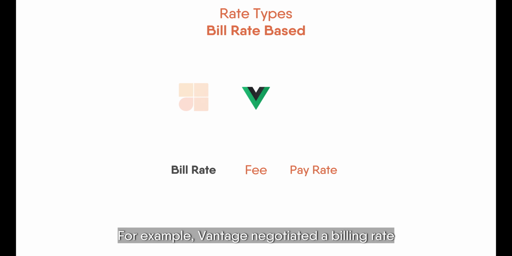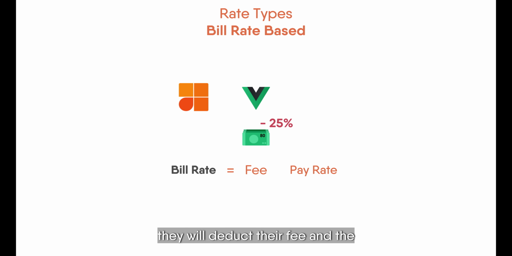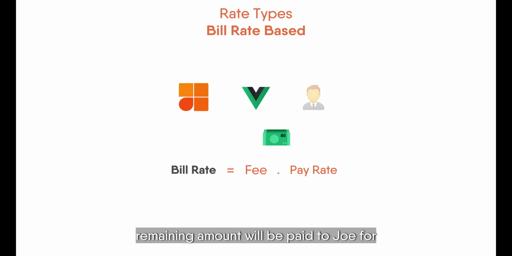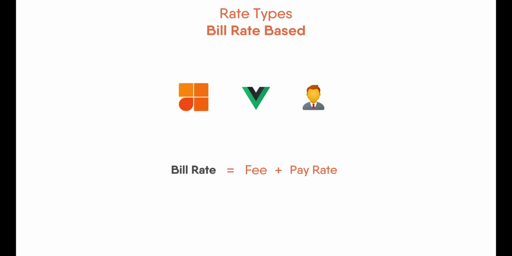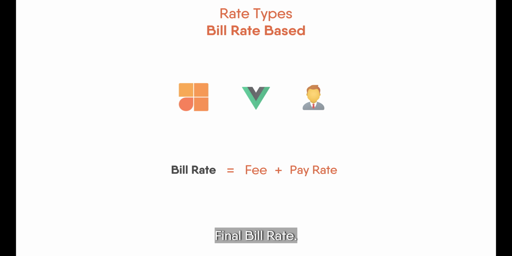For example, Vantage negotiated a billing rate of $100 with Officium IT. After receiving payment, they will deduct their fee, and the remaining amount will be paid to Joe for his work. This transparency enables Officium IT to evaluate Vantage Solutions' expenses and ensure fairness in determining the final bill rate.